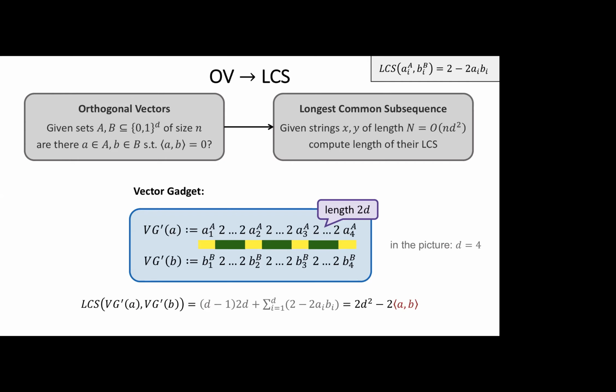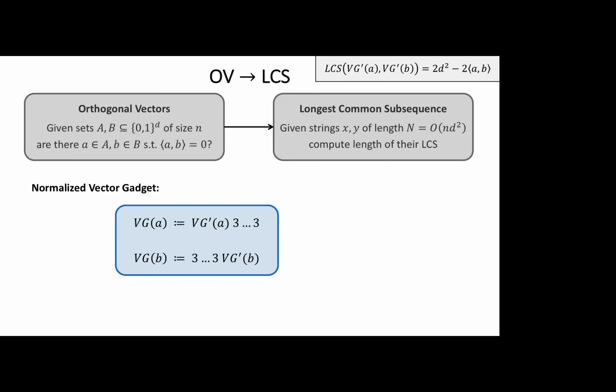And once we establish this, you can express the longest common subsequence length of these vector gadgets as a function of the inner product. If you write this down, you match all the 2s, which gives some number of 2s. And then for each coordinate gadget, you get 2 minus 2 a_i b_i. So this is some constant minus twice the inner product of A and B. Okay, now we have strings whose LCS expresses the inner product of two Boolean vectors.